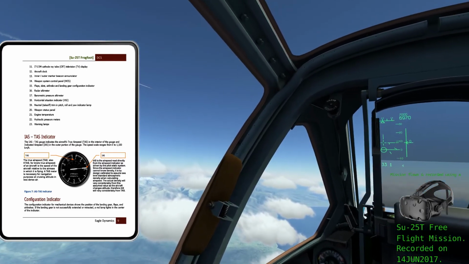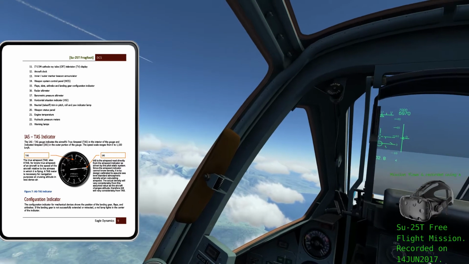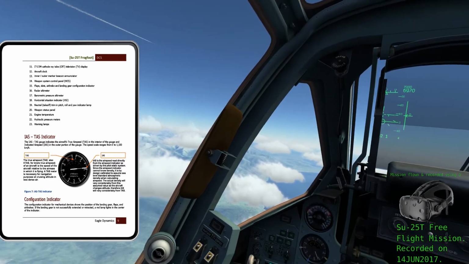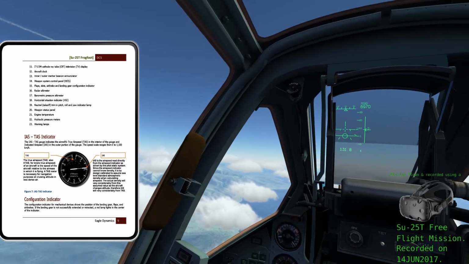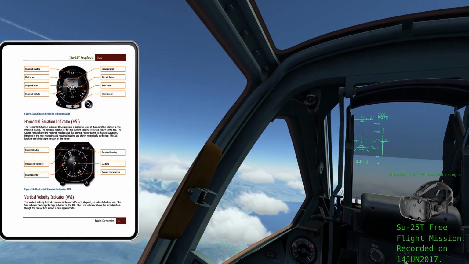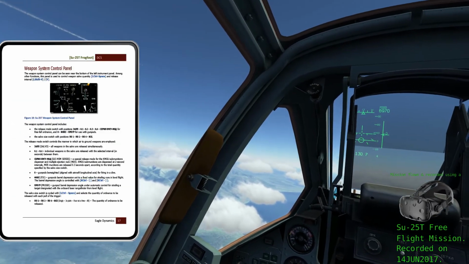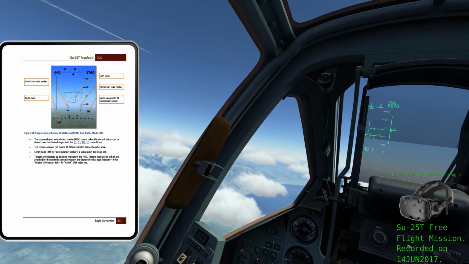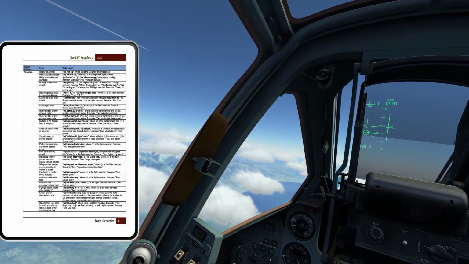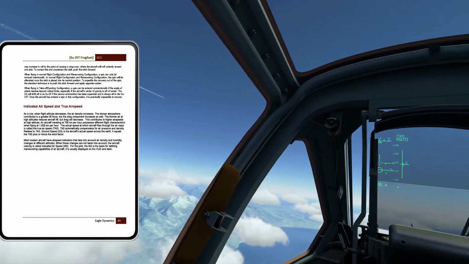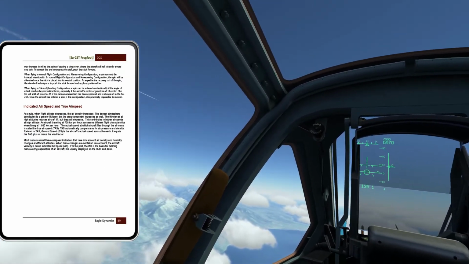And I have the Flaming Cliffs module. So I inserted a little paragraph from that into this manual, which better describes the relationship between IAS and TAS, indicated airspeed and true airspeed.